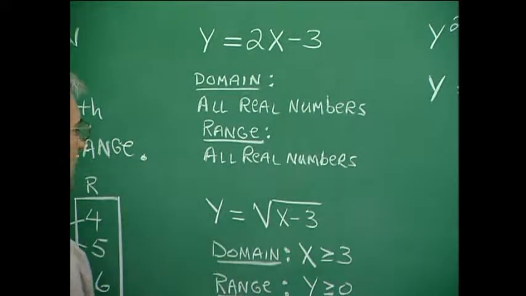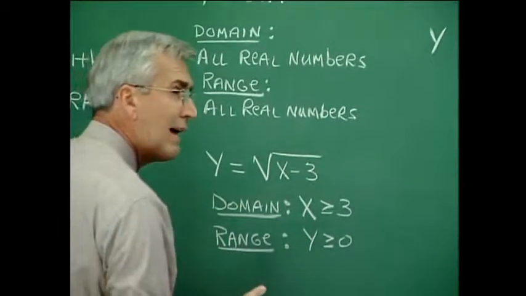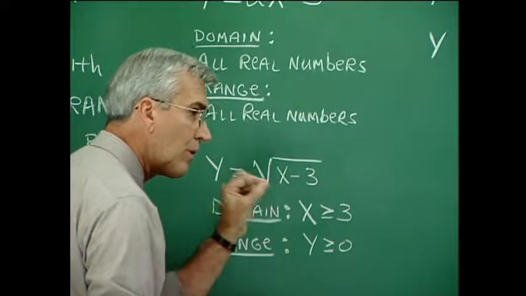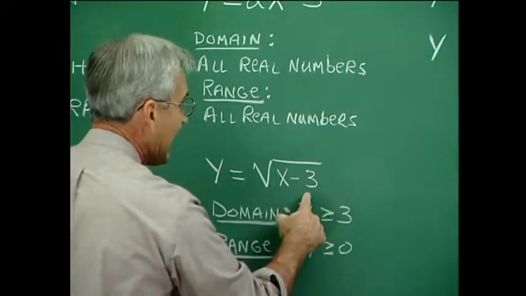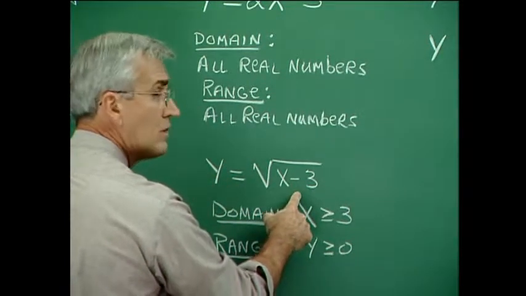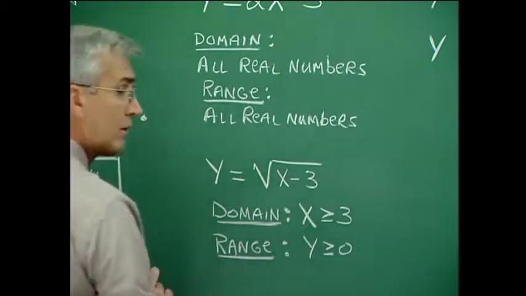All right, let's get to something a little more interesting. How about y equals the square root of x minus 3? Aha, now we have a domain that's not all real numbers, because the acceptable replacements for x are those values of x for which the radicand is positive or 0. So that means that x can only take on values greater than or equal to 3. So the domain would be x is greater than or equal to 3.